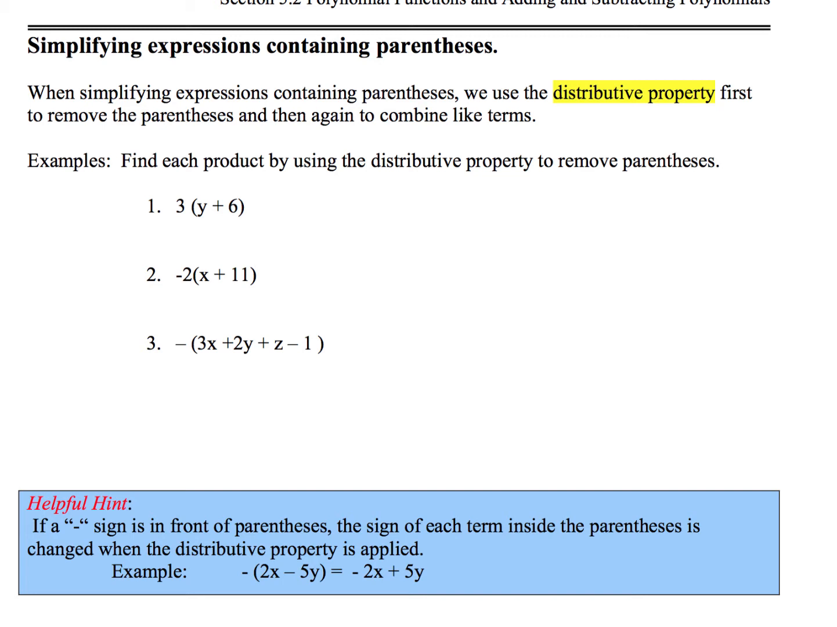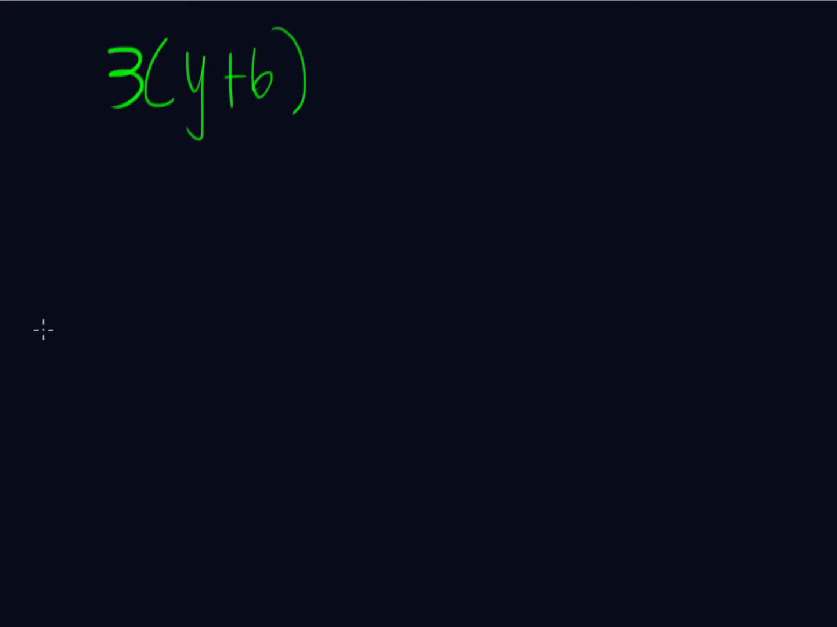In these first three examples, we're going to use the distributive property to remove the parentheses that you see here, but there won't be any like terms to combine in these first three. We're just going to practice distributing. We have 3 times y plus 6.